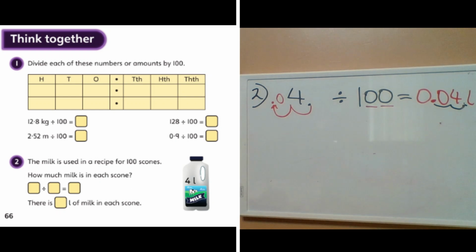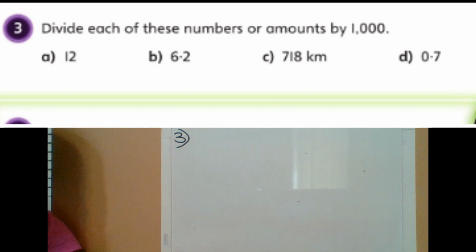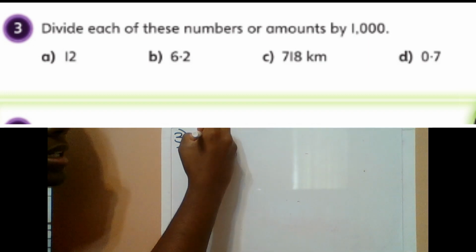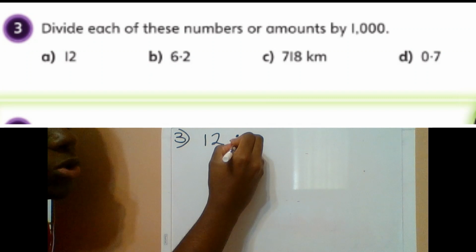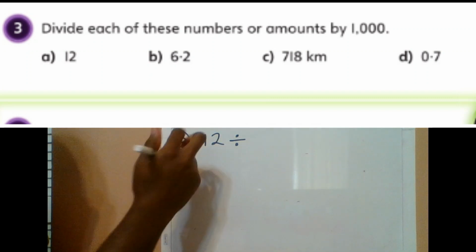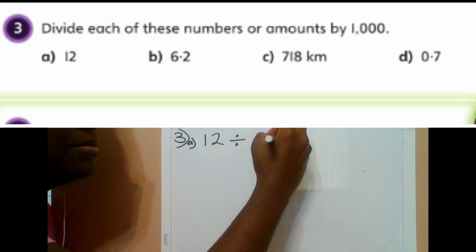All right, now we're ready for question 3. Question 3 I want you to do on your own because you've seen me model a lot of these. But in the book it just says divide each of these numbers or amounts by 1,000. What I want you to actually do in your notebook is write the amount and the whole number sentence. So 12 is the first one for A. Let me put my A in. 12 divided by 1,000.